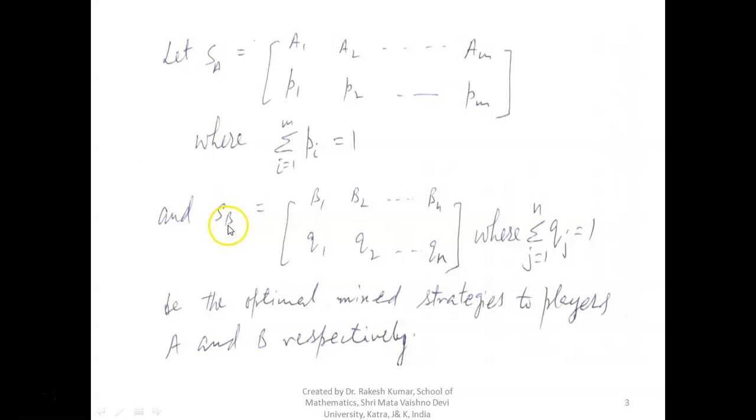And SB, again the optimal mixed strategy of player B. So B1, Q1, B2, Q2, Bn, Qn. So these are the respective probabilities of choosing the strategies B1, B2 and Bn, where the summation over j of Qj is equal to 1. That is, the sum of probabilities is equal to 1.